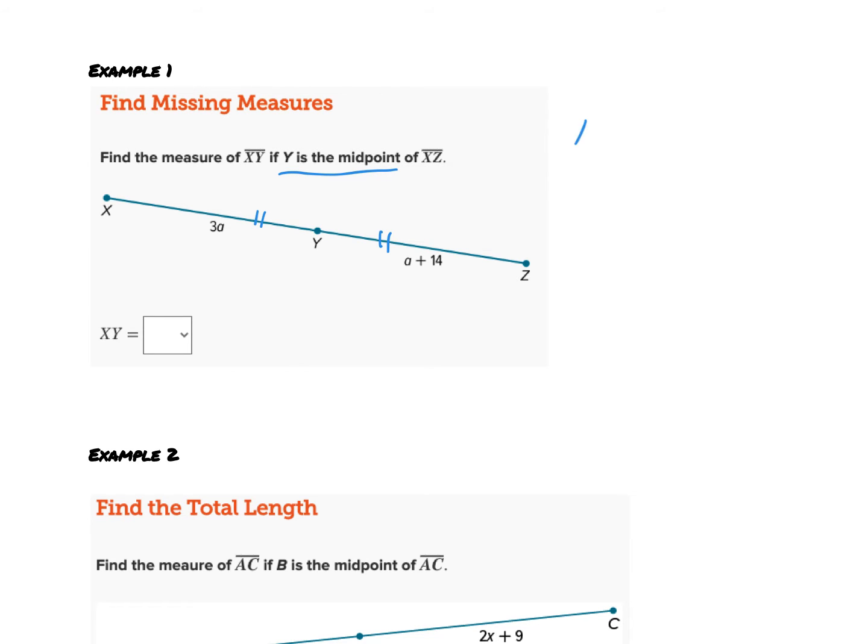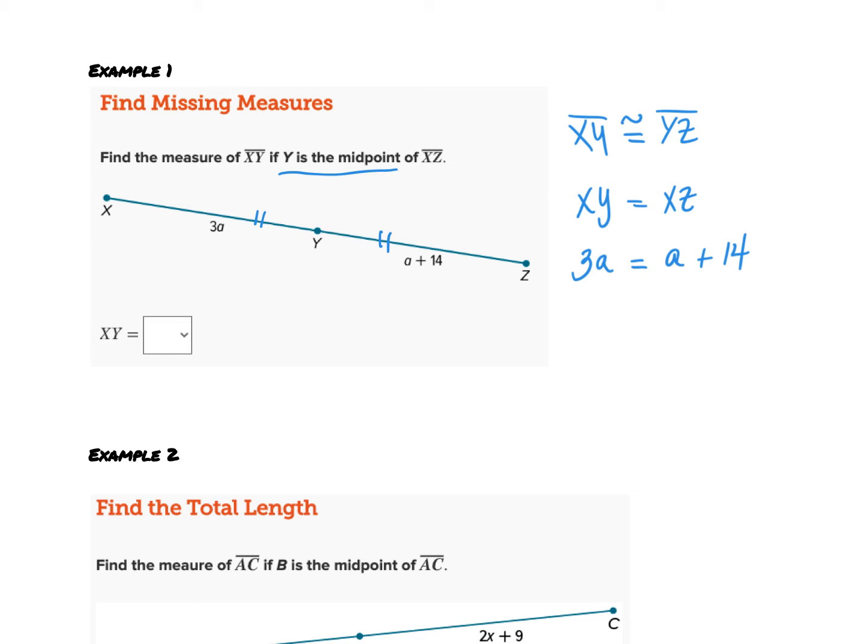So by definition, that means XY is congruent to YZ. Okay, so if the two smaller segments are congruent, therefore their measures are also equal. So to solve for A, I'm just going to write XY equals XZ, and that means 3a is equal to a plus 14.